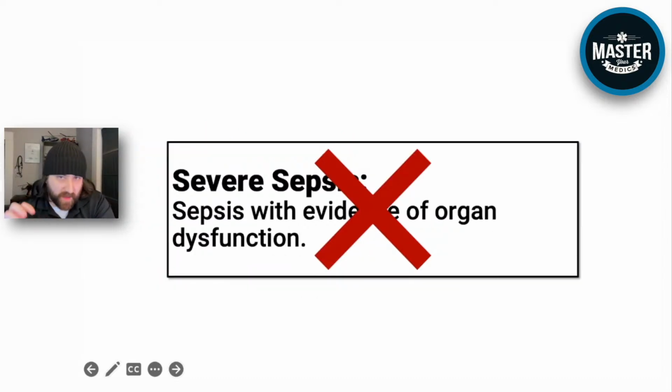So there used to be something called severe sepsis, which was its own little category, and this term's no longer used. Basically, it was sepsis with evidence of organ dysfunction. They kind of got rid of it back in the 2016 guidelines because it was kind of redundant.